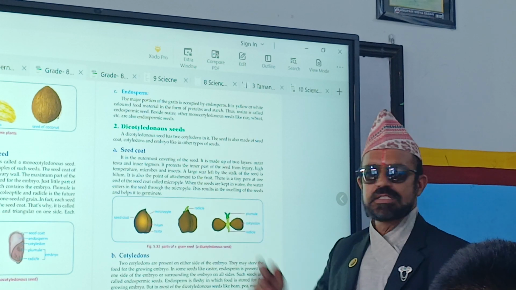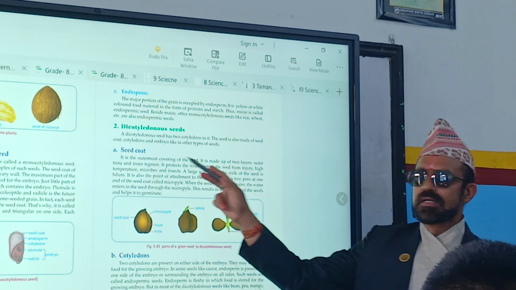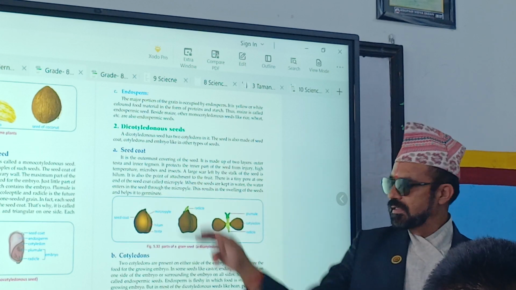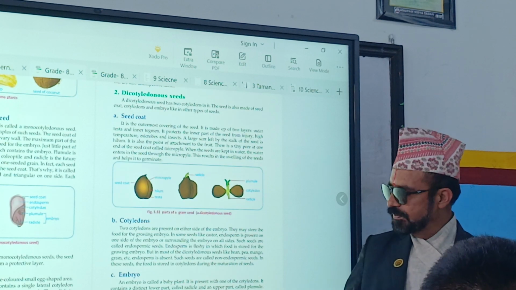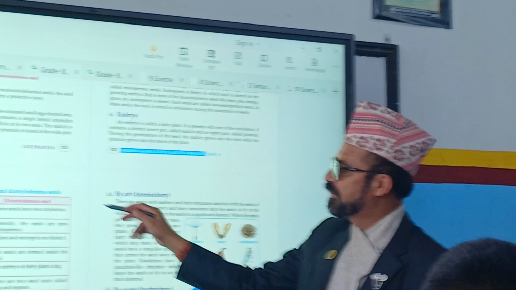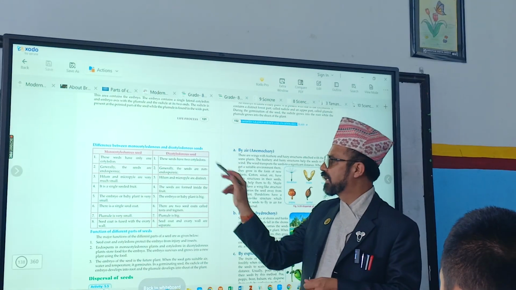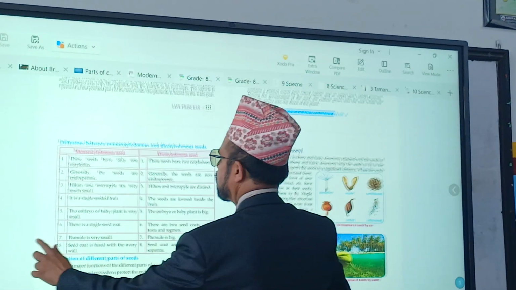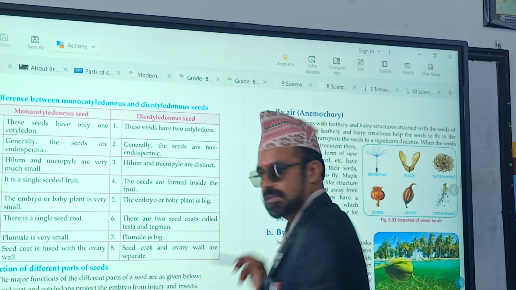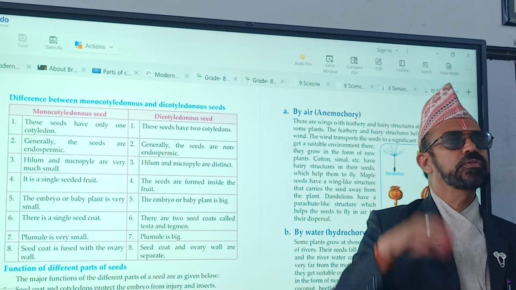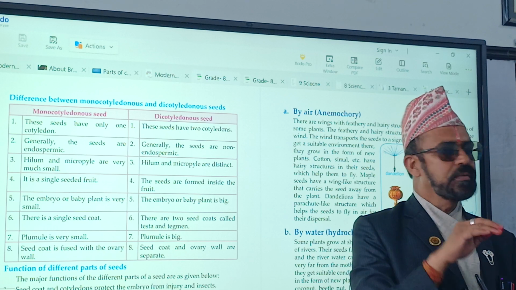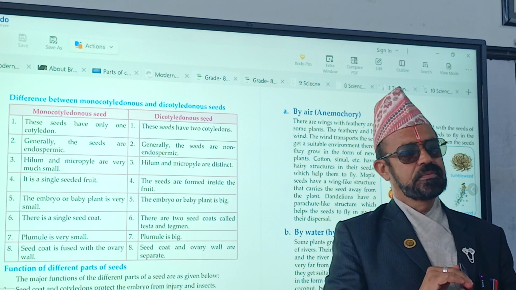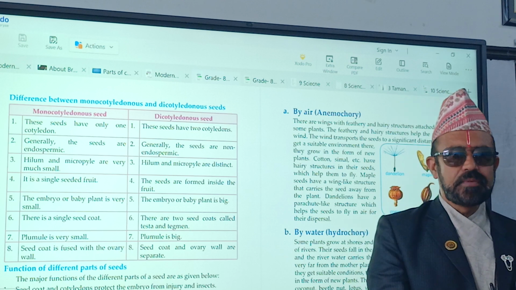And dicotyledonous seed has mainly three parts. What are they? Seed coat, the outermost part, and the next one cotyledon, and what is the next one? Embryo. And here are the differences between monocotyledonous seed and dicotyledonous seed. Such differences also will come in exam. Other time also it may come. That's why you have to set it in your mind. So while writing, please be focused and write down. Then it will be set in your mind, right?